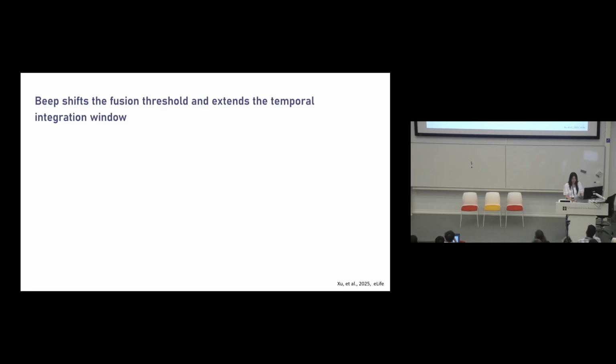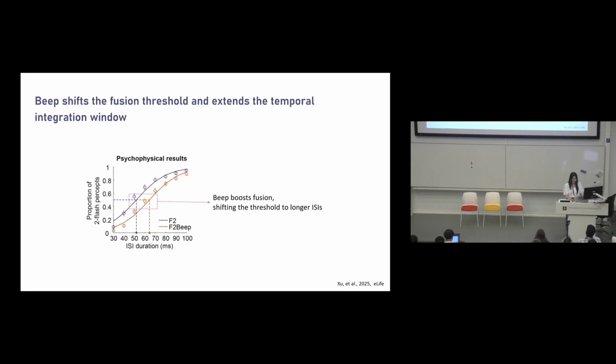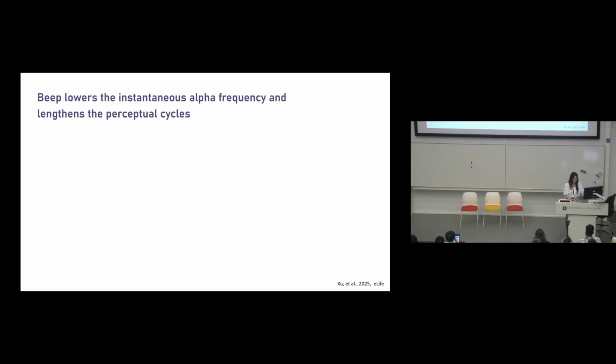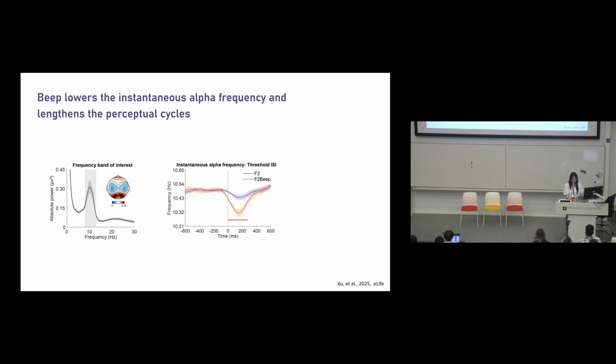Regarding our results, first at the behavioral level, we found the beep boosts the fusion, shifting the threshold to a longer interval, which means that the beep extends the temporal integration window. Following this, we saw stronger alpha activity in the visual area, which supported us to investigate instantaneous alpha frequency under the two conditions. We observed that the F2 beep condition is much slower than the F2 condition, which means that the beep also extends the perceptual cycles.